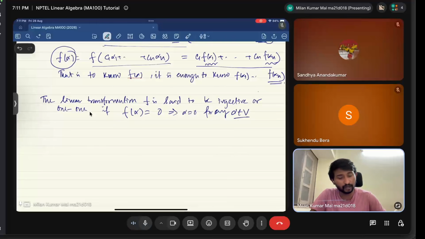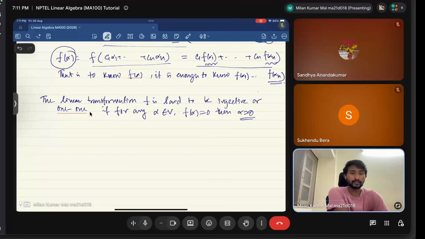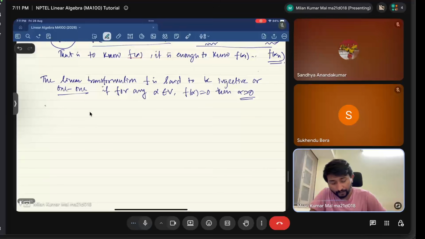If we take any vector alpha coming from the vector space V, or you can write it the other way: if for any alpha coming from the vector space V, f of alpha is equal to 0, then we should have alpha equal to 0. This is called injective, and we know injective as 1-1.